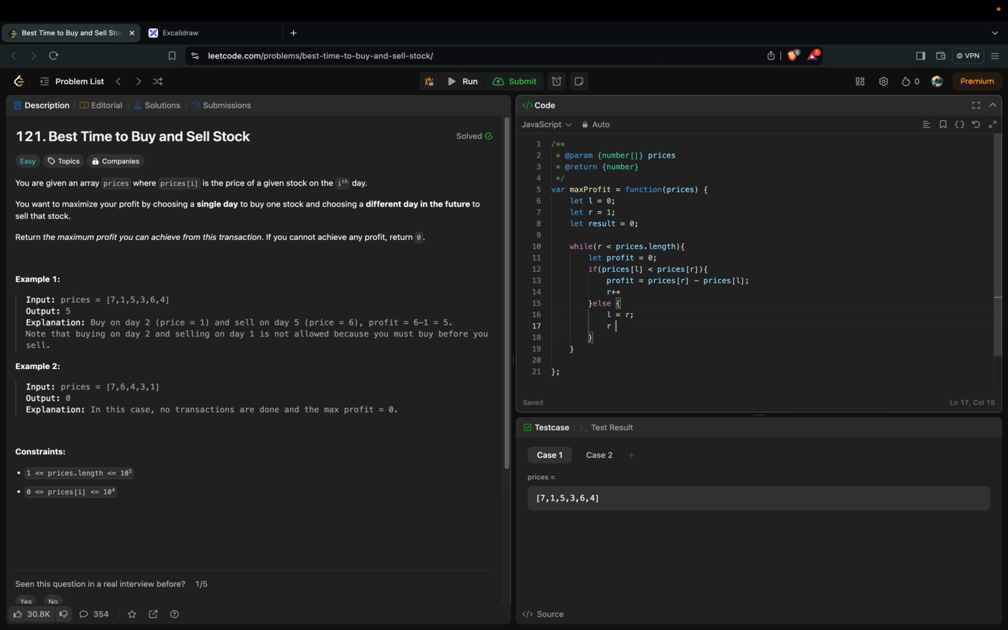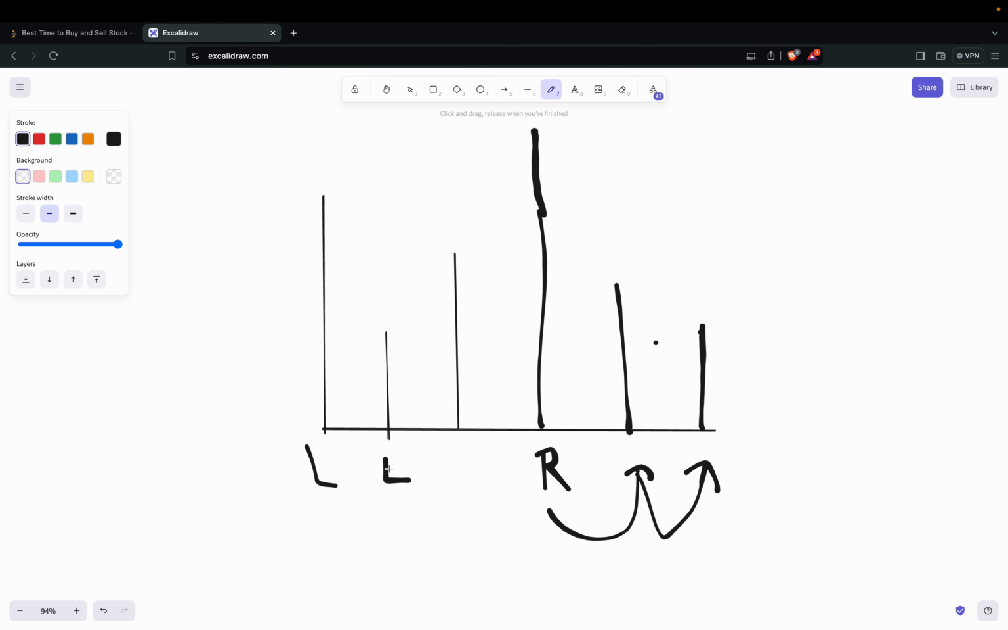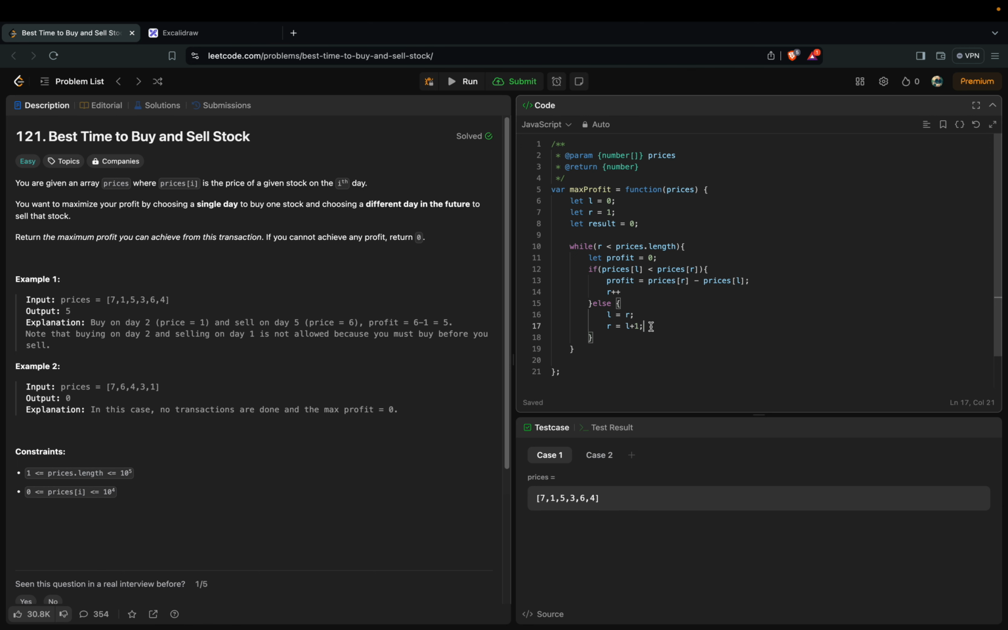Else what we are going to do is assign left equal to R and R equal to L plus 1. As you saw, first L was this and R was this. When we compared, we found that left was greater than R, so we shifted our L here and R here, so we can go to the next loop, the next comparison.